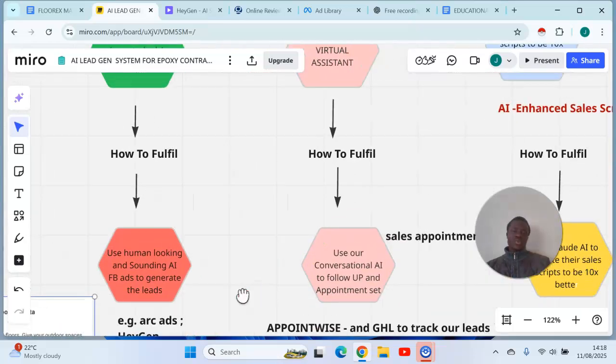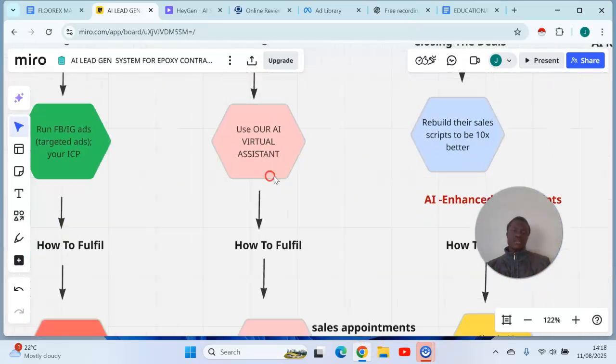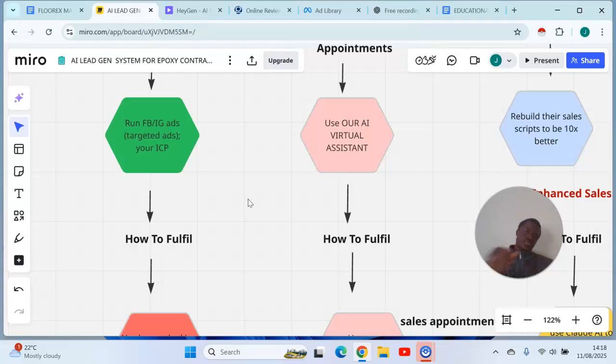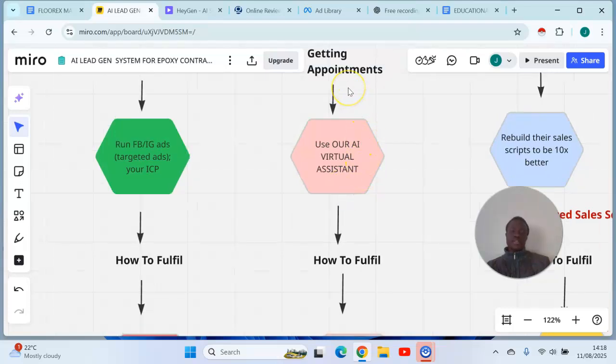Next up, we are going to get the appointment. Once the lead comes in through the Facebook form, ad or landing page, this is where things start to get interesting.